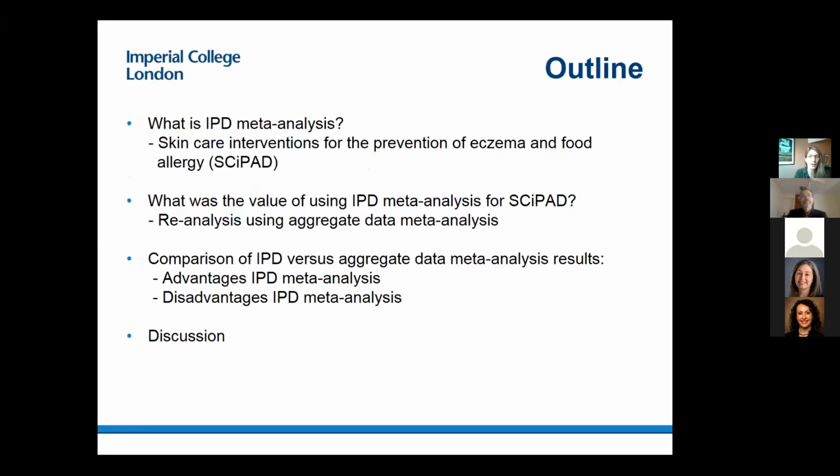Right, so I'm going to begin with a summary of what IPD meta-analysis is and an introduction to the Skincare Interventions for the Prevention of Eczema and Food Allergy Systematic Review, and this included an IPD meta-analysis. So I'll then explore what the value of using IPD analysis was for this review, and I'll do this by presenting a reanalysis using only traditional aggregate data meta-analysis. And then the results of the IPD and aggregate data meta-analysis will then be compared to demonstrate the advantages and disadvantages of using IPD. And I'll finish with a short discussion.